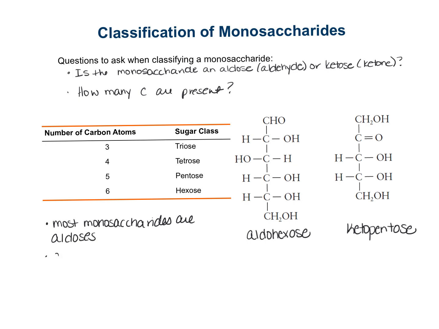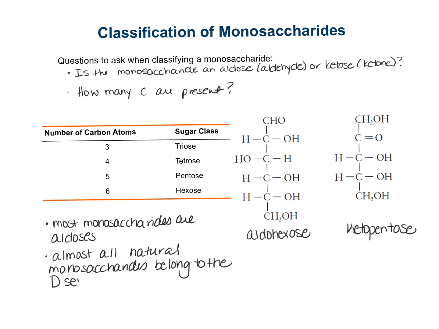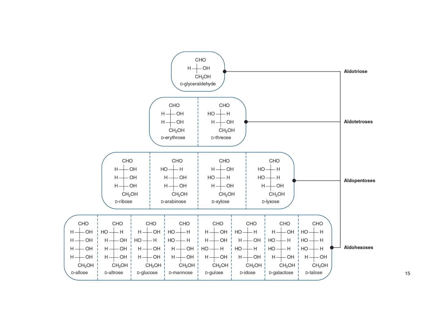And almost all natural monosaccharides belong to the D series. So that means they're going to be the D monosaccharides. So let's look at a family of D-aldoses. So this is a family of D-aldoses.